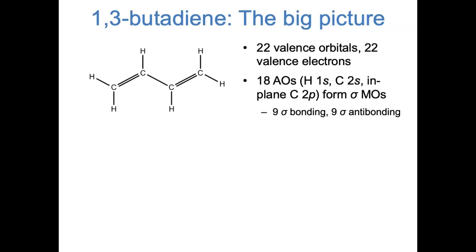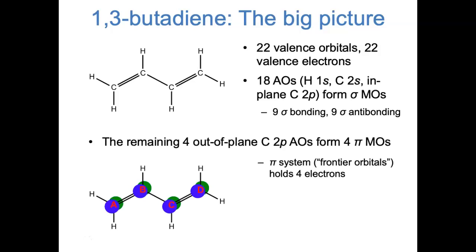To summarize, 1,3-butadiene has 22 valence orbitals, with a total of 22 valence electrons in them. And of those 22 valence orbitals, 18 of them interact to form a sigma system of molecular orbitals. If you were to run a full molecular orbital calculation of this molecule, you would find that those 18 orbitals are varying degrees of bonding and antibonding, and they all look different from each other. But for our purposes, we can basically think of that sigma system as being 9 sigma bonding orbitals that are low in energy and filled, and 9 sigma antibonding orbitals that are high in energy and empty. We're not really going to worry about them in detail.